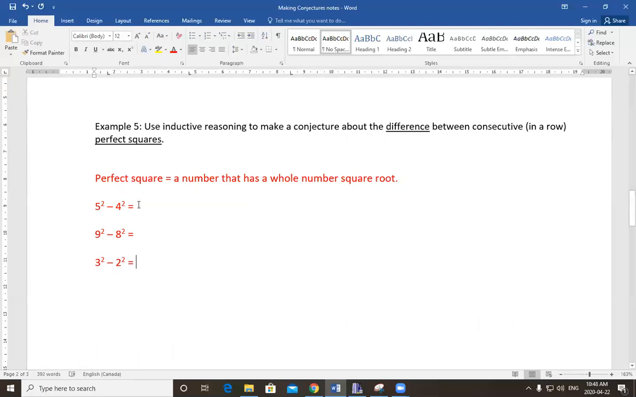Okay, so 5 squared minus 4 squared. 5 squared, that's a perfect square, 25, minus 4 squared, 16. So 25 minus 16 is 9. 9 squared is 81, minus 8 squared is 64. So that would be 17. 81 minus 64 is 17. 3 squared minus 2 squared, that's 9 minus 4 equals 5. So we've got to look at the pattern with the differences. So we've got 9, we've got 17, and we've got 5.